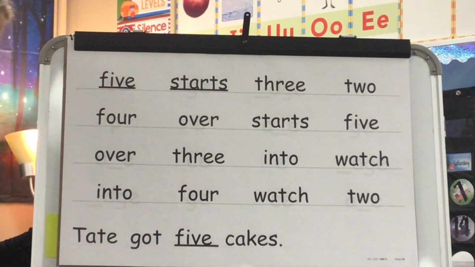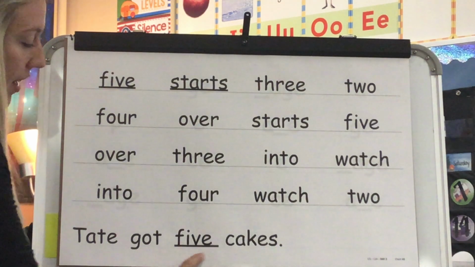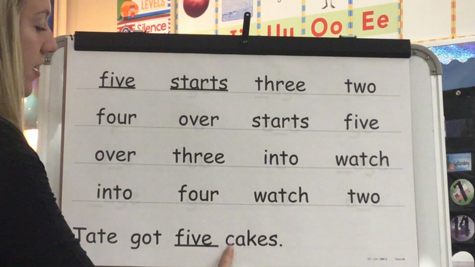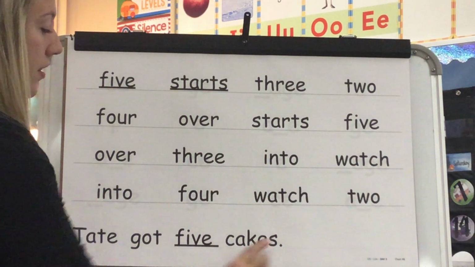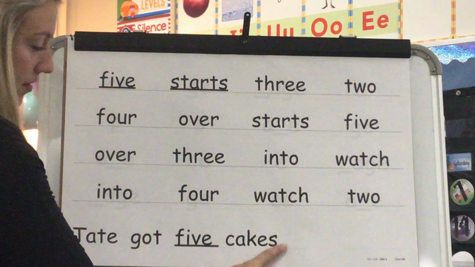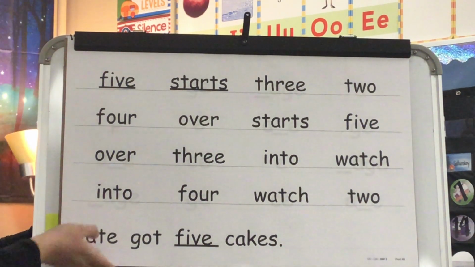Time for a sentence. Sound? A. Blend? T. Eight. Word? Tate. Yes, Tate. Word? Got. Tate got. Word? Five. Tate got five. Sound? A. Blend? K. Ache. Word? Cakes. Tate got five cakes. Your turn. Tate got five cakes. Great job.